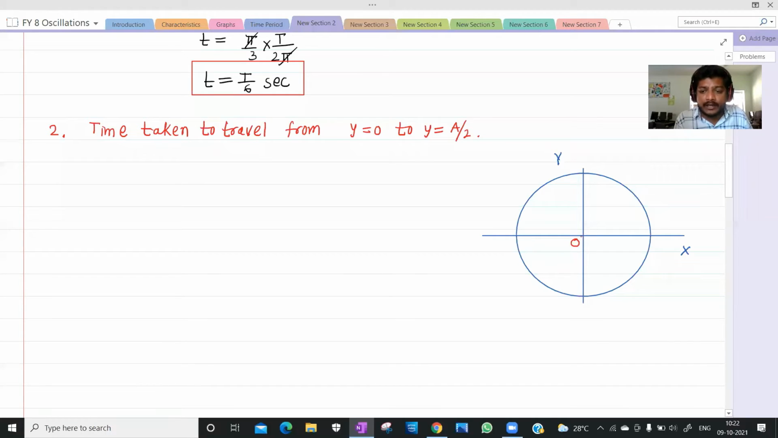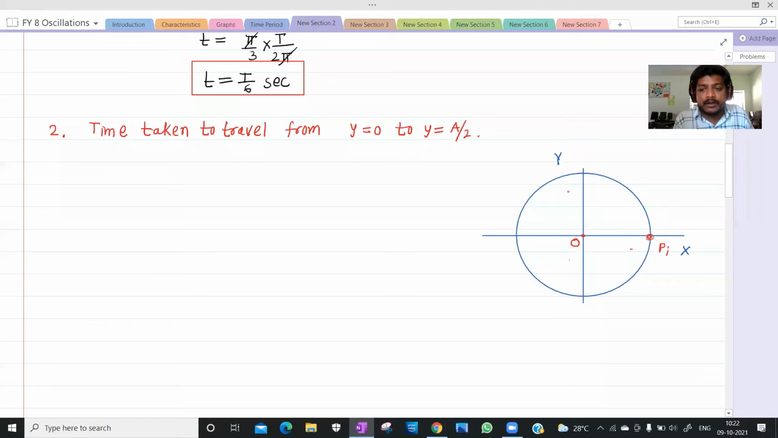Y equals 0. Y equals 0 means here only, at the center. The particle will be at the center. The corresponding particle on the reference circle will be here now. This is P initial.